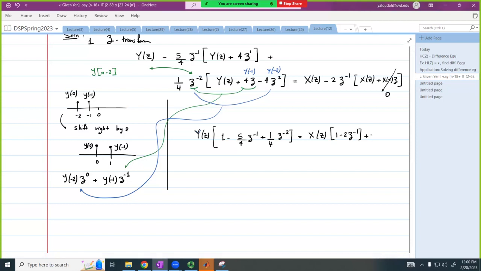I took y of z, z to the -1 multiplied by 5 over 4 y of z, 1 over 4 z to the -2 y of z. So this is all taken care of. I still have this term and this term. I'm going to add them together and put them on the right side. So I'm going to have plus 5.